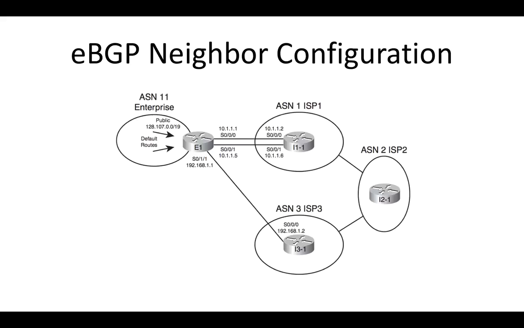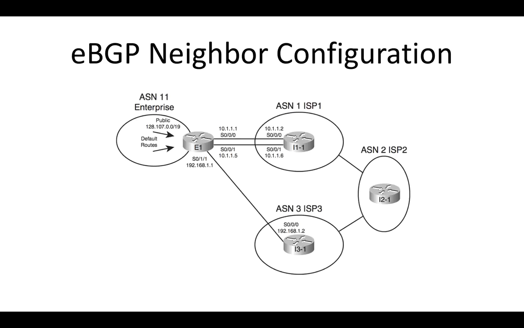So if we took a simple network like this, it might be an example of an enterprise connecting out to a couple of different ISPs here. We'll just talk about a couple different things this way. If we're looking at the enterprise, we see that is clearly ASN number 11, and we have ASNs 1, 2, and 3 matching the ISP 1, 2, and 3 respectively.